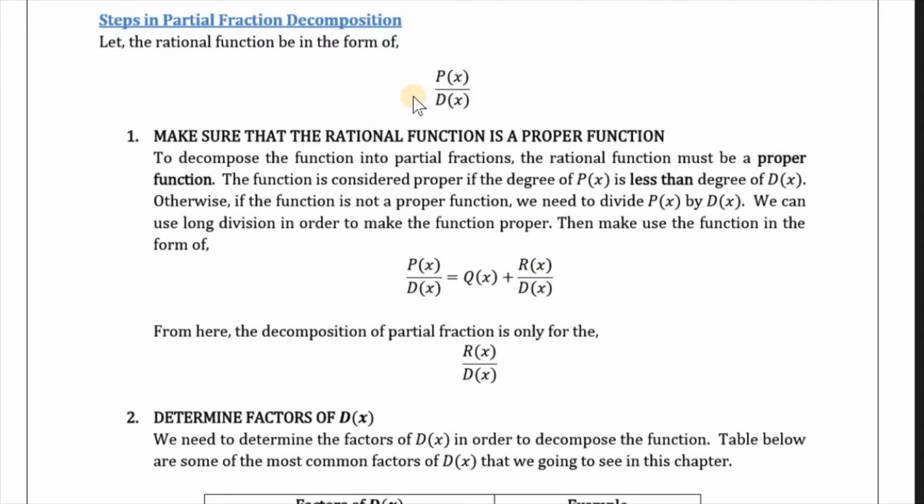As given in your workbook, before you decompose the fraction, you have to make sure that your fraction is a proper fraction. A proper fraction is where the degree of the numerator is less than the degree of the denominator. If the degree of the numerator is bigger, then you have to simplify first by using long division, and then you get this. And for this R over D, you can decompose further.